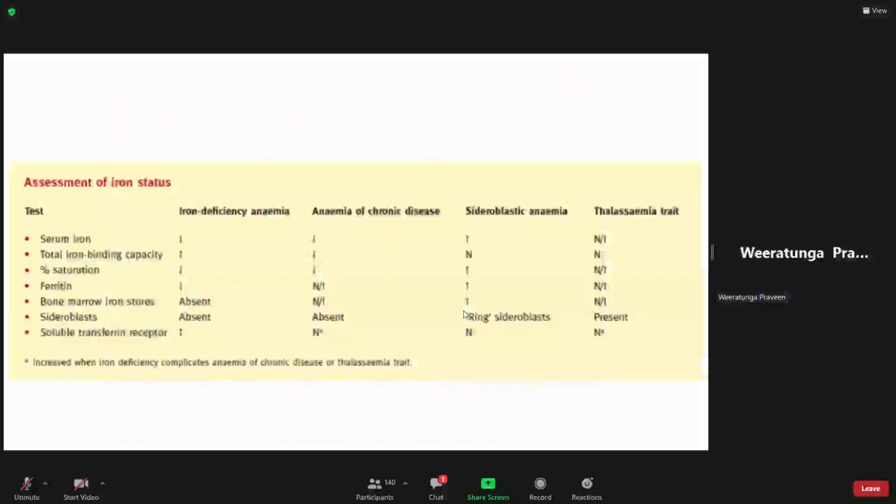So percentage saturation, transferrin saturation. Yeah, transferrin saturation.